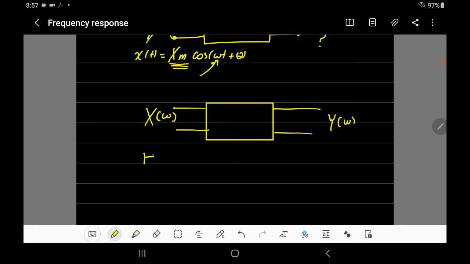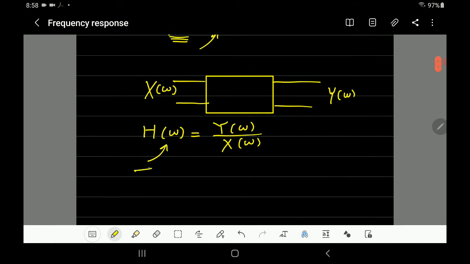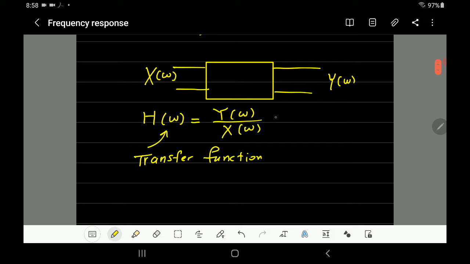And there will be a transfer function, we call it h of omega, because it depends on the frequency, and it's the ratio between the output, y of omega, divided by the input, x of omega. That's called the transfer function. So the transfer function relates the output to the input.